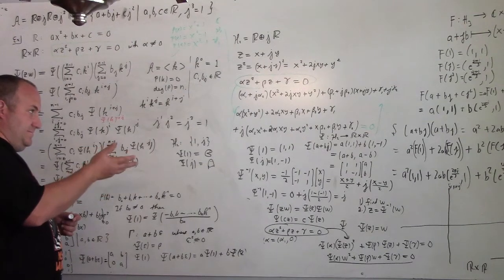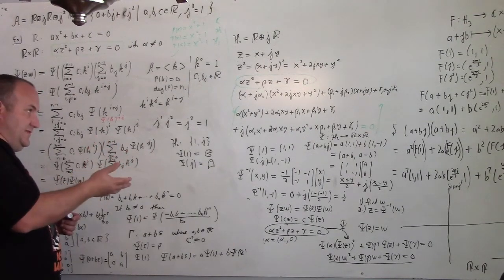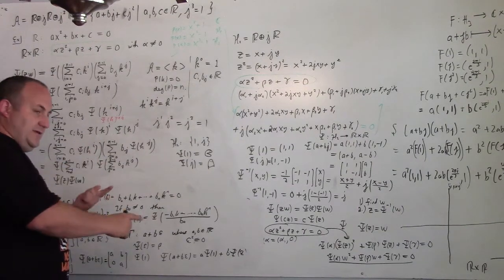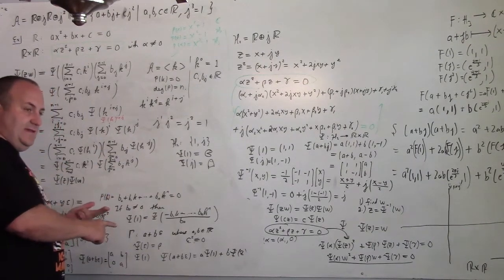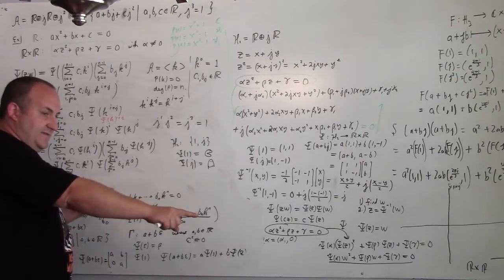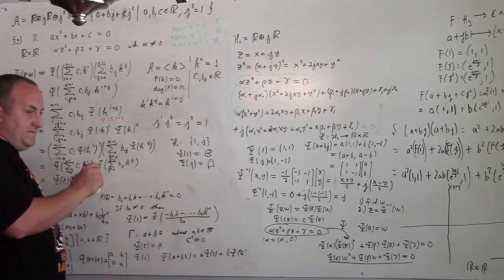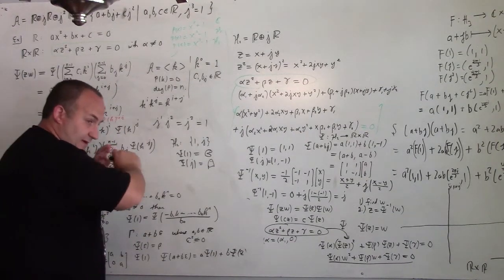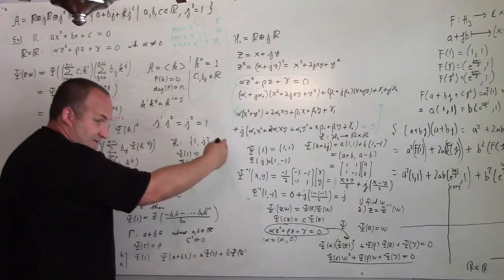For these algebras with a generator of order n, if I define psi of 1, psi of k squared, psi of k cubed, psi of k to the n minus 1, I've defined psi on 1, k squared, k cubed, all the way on out. That is a basis.